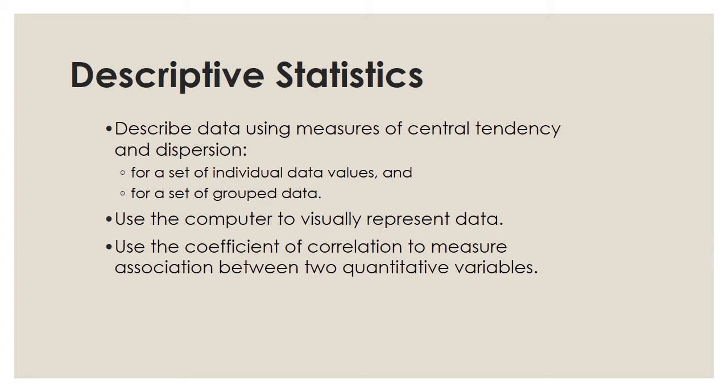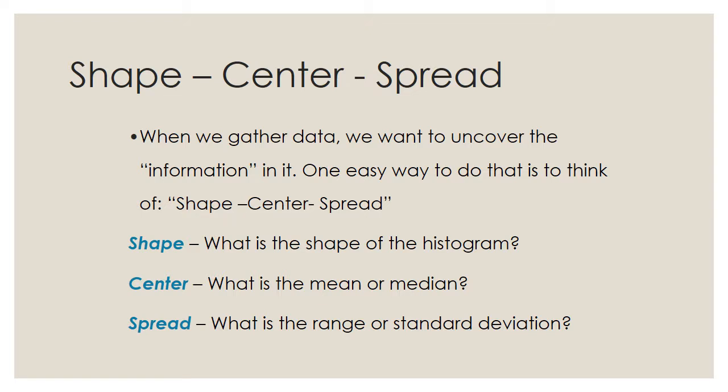Actually, by using these things, we can explain the individual data values as well as the group data. Nowadays, technology is leading faster than manual calculation, so we can use computers to visually represent the data. And we can use the coefficient of correlation to measure the association between some quantities. Then the center and the spread, which is the dispersion. More than that, we can consider the shape also, as described here.